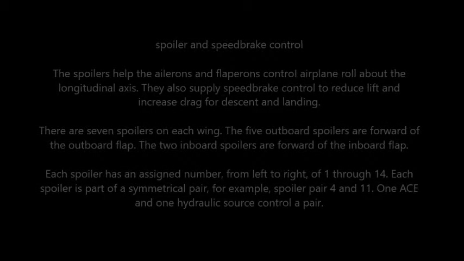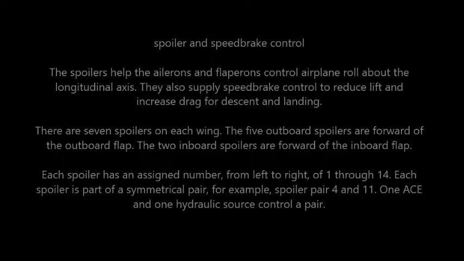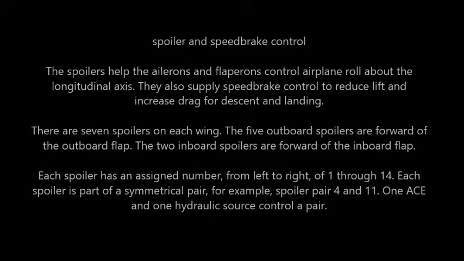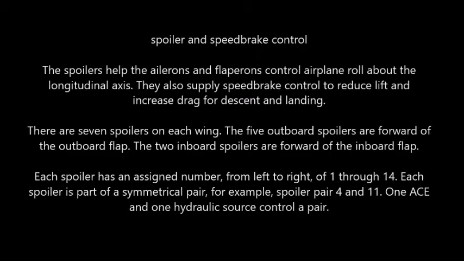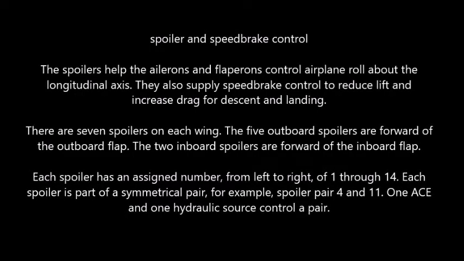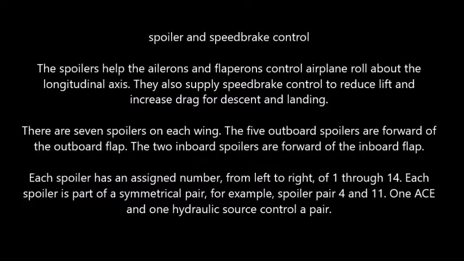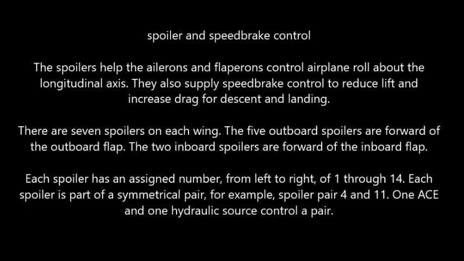Spoiler and speed brake control. The spoilers help the ailerons and flaperons control airplane roll about the longitudinal axis. They also supply speed brake control to reduce lift and increase drag for descent and landing. There are 7 spoilers on each wing. The 5 outboard spoilers are forward of the outboard flap. The 2 inboard spoilers are forward of the inboard flap.